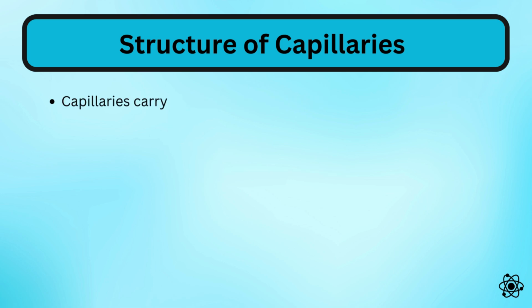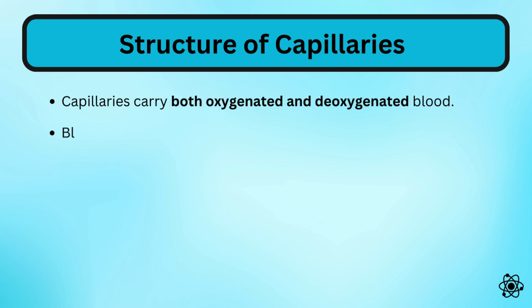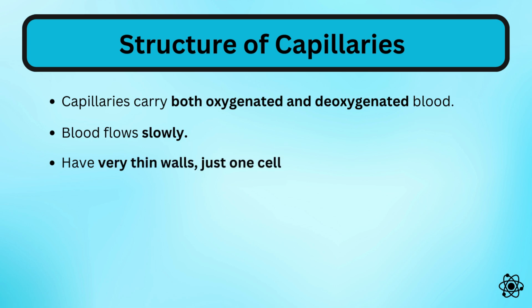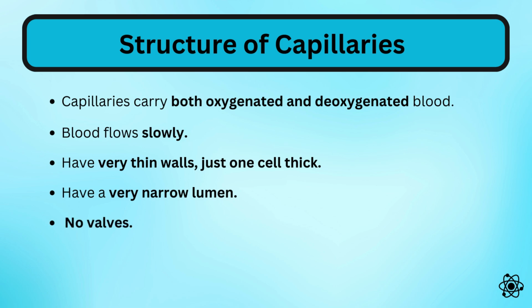Once again, capillaries carry both oxygenated and deoxygenated blood. Blood flows slowly in capillaries. They have very thin walls, just one cell thick. They have a very narrow lumen. There are no valves in capillaries and they have very thin permeable walls.